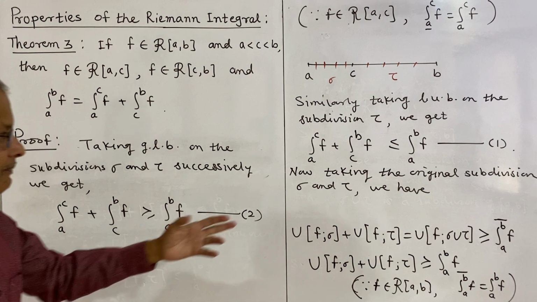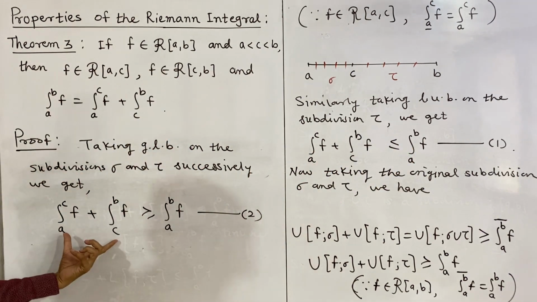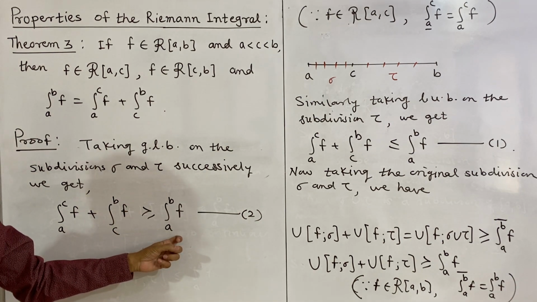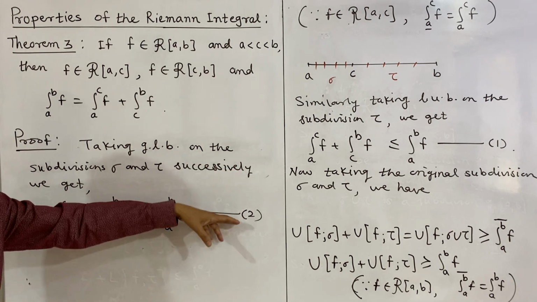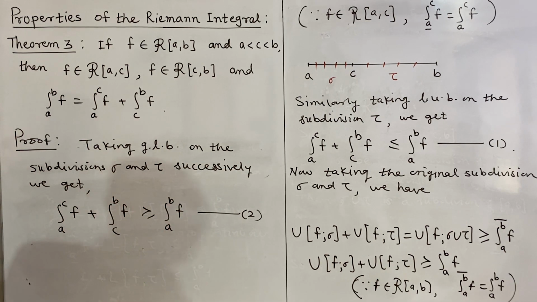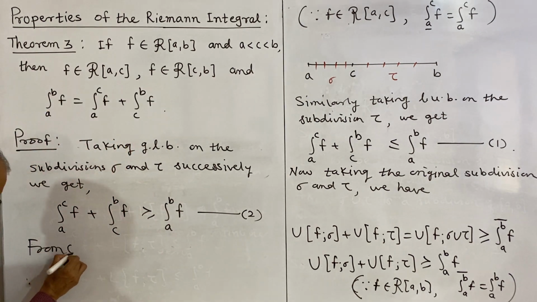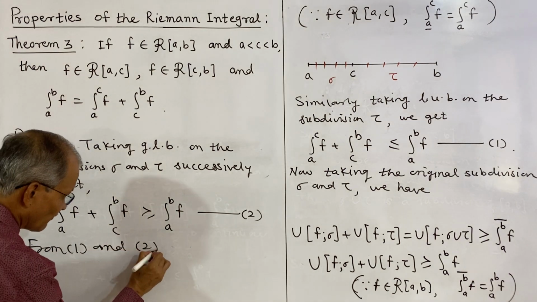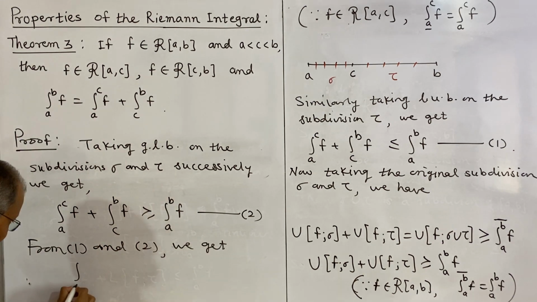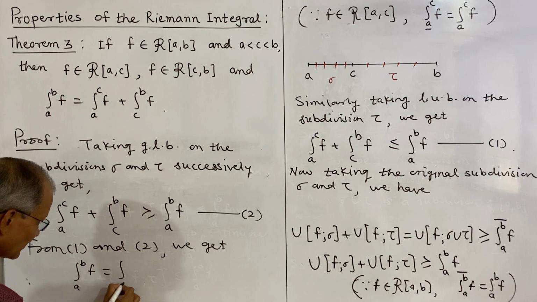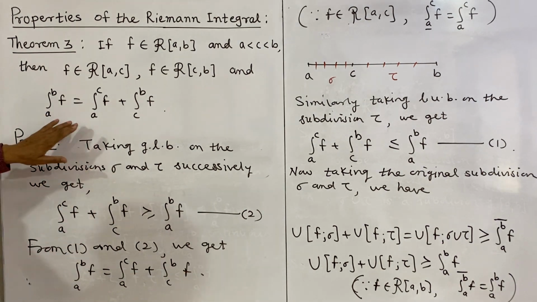Now see the first and second. In the first, the left side is less than or equal to the right side, and this says that the left side is greater than or equal to the right side. That means these two must be the same, and this happens only when 1 and 2 hold together. So from 1 and 2 we get the result: the integral a to b of f is equal to integral a to c of f plus integral c to b of f, and thus this proves the result.